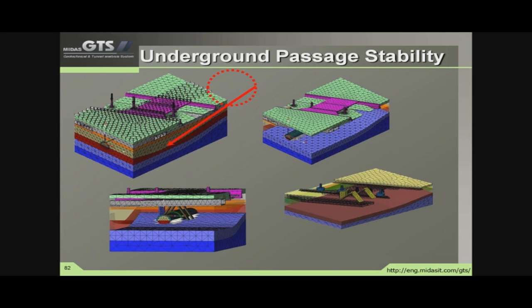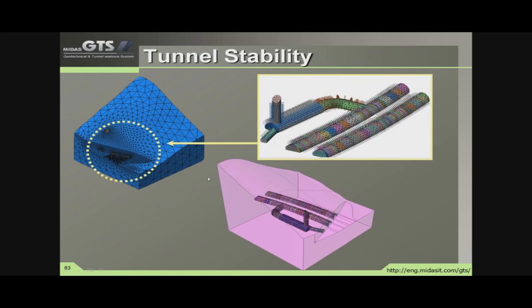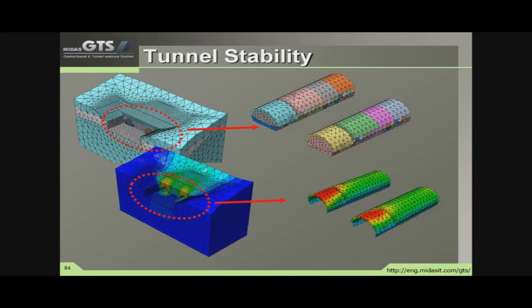The underground passage stability for the subways can also be modeled. As you can see here, there is an underground subway station which I have modeled here in GTS. Finally, you can check whether the tunnel is stable or not. You can check the deformations, or if additional stresses are obtained in the tunnel, and you can check whether those stresses are critical or not.